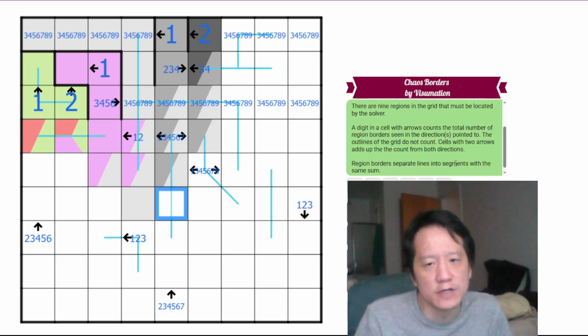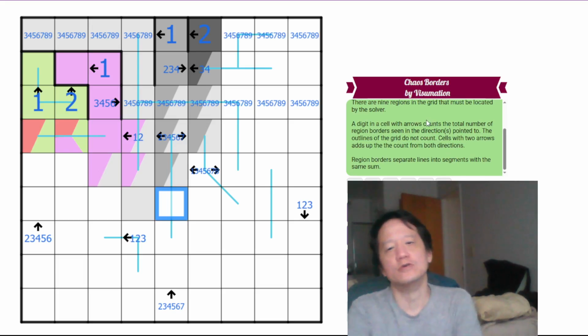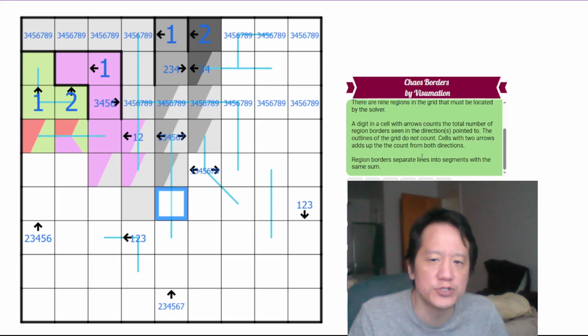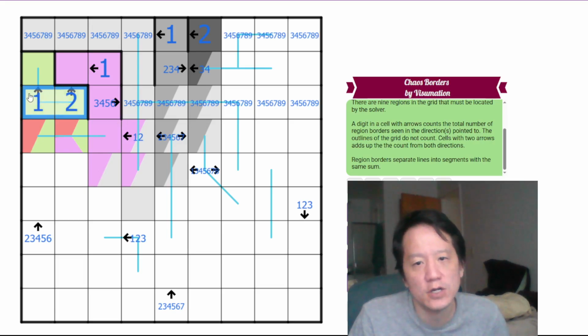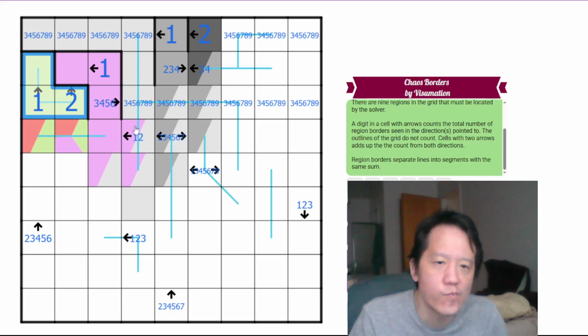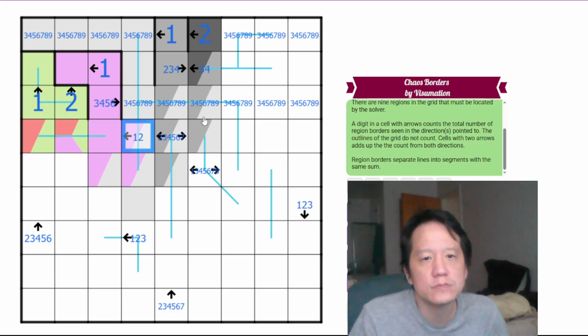Yeah, this one doesn't. Okay, so I did a chaos construction rule a little while ago, and there it said region border separates each line into segments. This does not. So we cannot necessarily have the assumption that the region sum lines are going to be split by region border. Hmm. Huh.